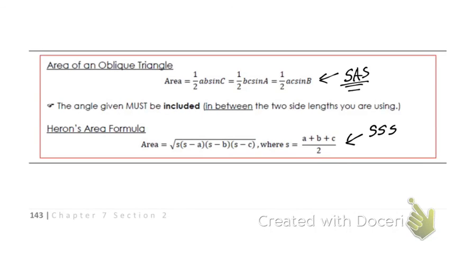So whenever I tell you to find area of a triangle, you should ask yourself, do I have side angle side? Or do I have side, side, side? If you do not have either one of those, you have to make it happen. All right? So if you have angle side side, you need to find that angle that's between the two sides in order to use this formula. All right, any questions on that?